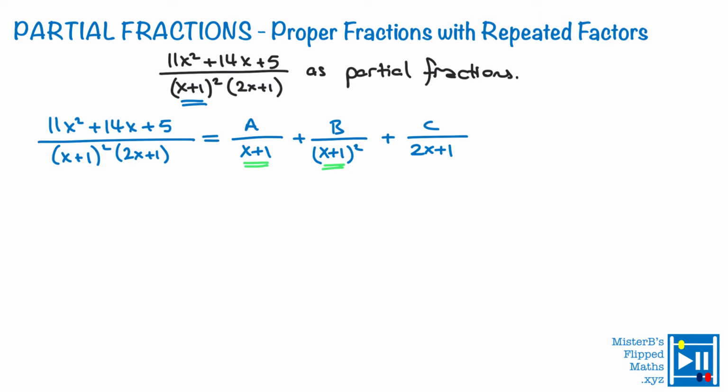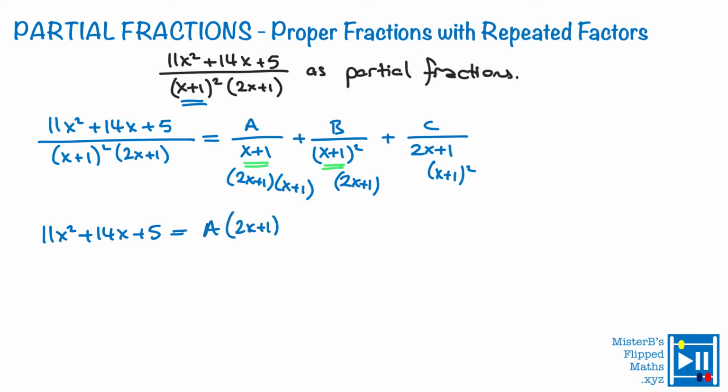Now, what we're going to do next is equate the denominators. So we're going to multiply this by 2x plus 1 and x plus 1. We're going to multiply this by 2x plus 1 only, and this by x plus 1 squared. And this way we can get rid of the denominators from both sides. So this means I can write 11x squared plus 14x plus 5 equals A times (2x plus 1) times (x plus 1) plus B times (2x plus 1) plus C times (x plus 1) squared.